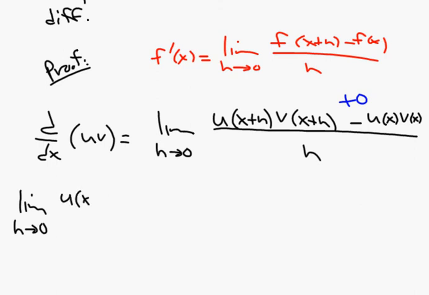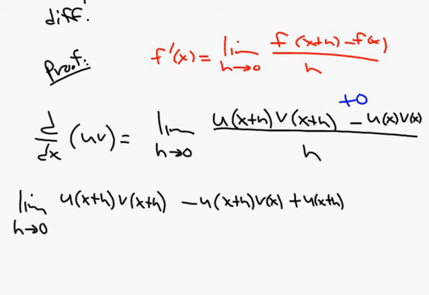I'm going to write u of x plus h times v of x plus h. And I'm going to add 0 in a sort of strange way. I'm going to do this: minus u of x plus h times v of x. Now that doesn't look like 0 to me. But watch this: plus u of x plus h times v of x. Well, if you look carefully, that's really 0. So I've added 0 to this numerator. I haven't changed the value of it at all.